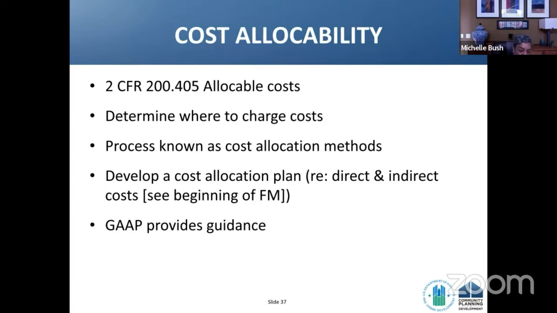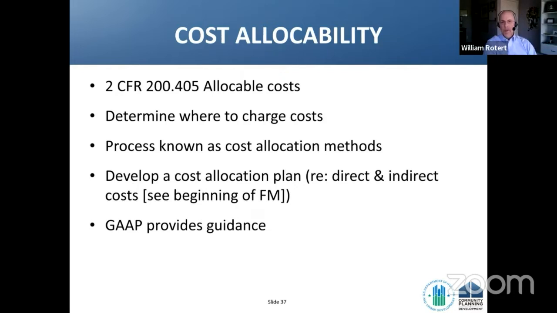The other option is what is known as the 10% de minimis rate. As long as your federal receipts are below $35 million and you don't have a current cost allocation plan, then there's a simpler method that you could use called the 10% de minimis rate. And that does not require any approval or any documentation to support using that rate.